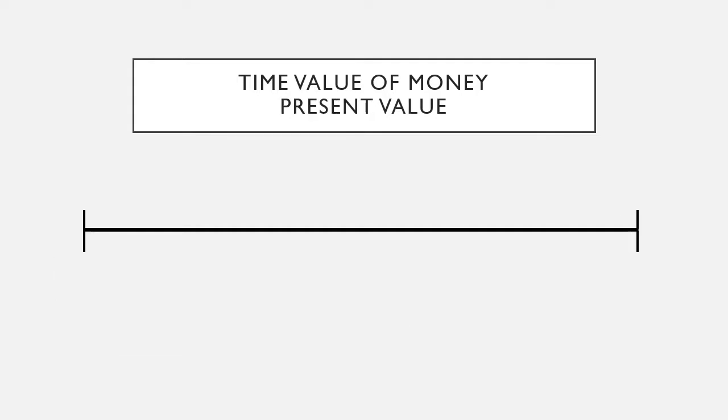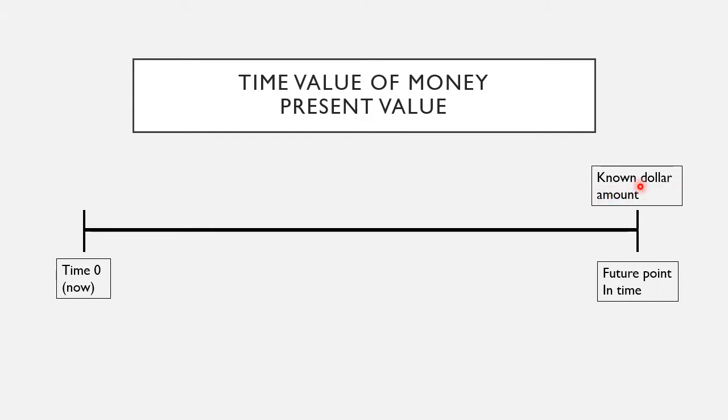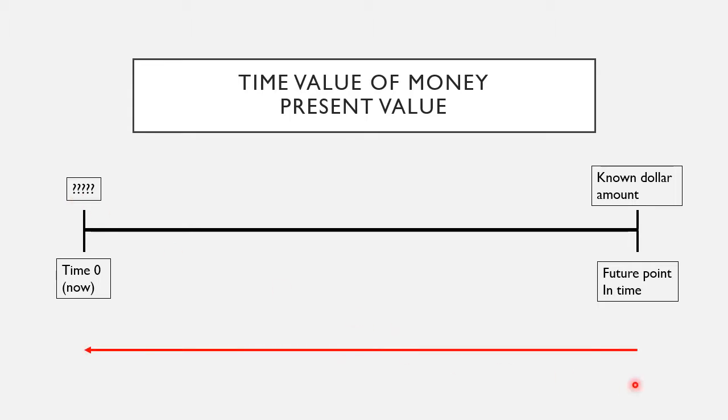The next thing we'll do is compute present value. Here we'll start with the timeline. Time 0 is still right now, and there is a future point in time, but the difference is we know the amount we want or will have in the future, and we're solving for what amount we need to invest today at a specified interest rate to get the known amount in the future. So when we have the known amount and we're solving for what we want today, this is actually working backwards compared to future value. We're going back in time.